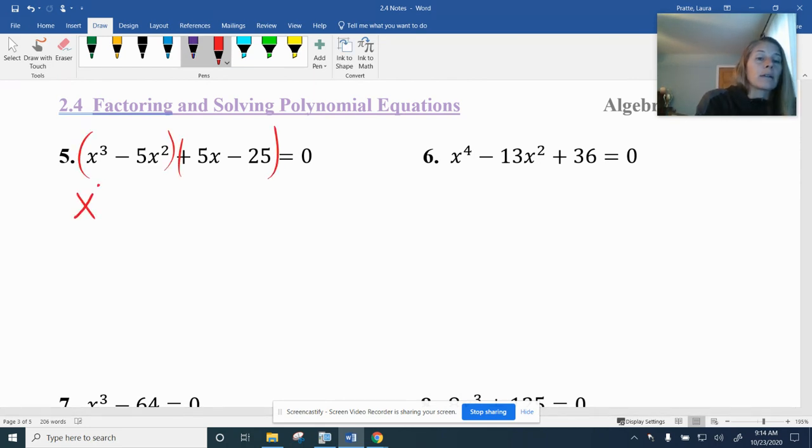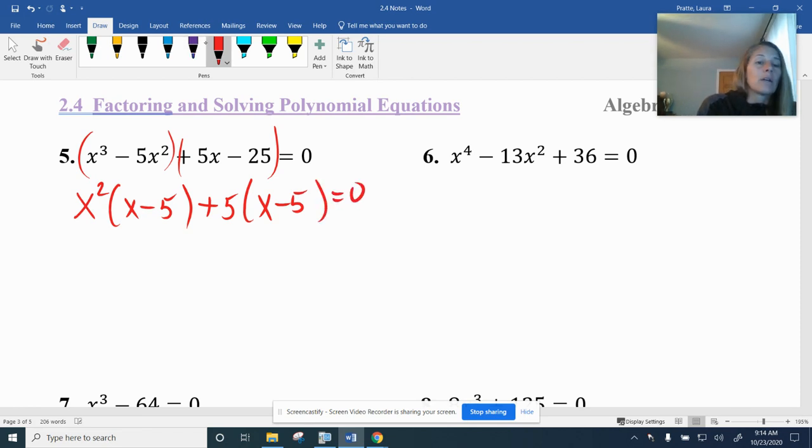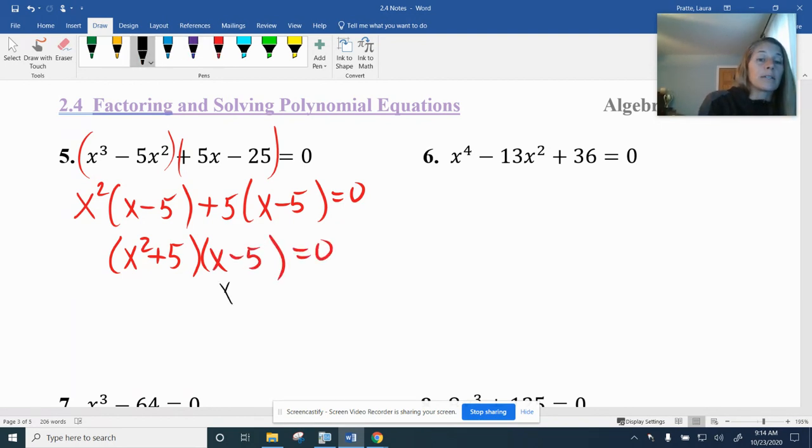So taking out the x squared, we're left with x minus 5. And then on the second group, taking out a 5, and we're left with x minus 5. So my factors are x squared plus 5 and x minus 5. First one here, this x minus 5 is obviously a real solution of 5. And the other one is probably going to be 2 imaginary, but I'm just going to go ahead and solve it since it's just a simple little binomial here.